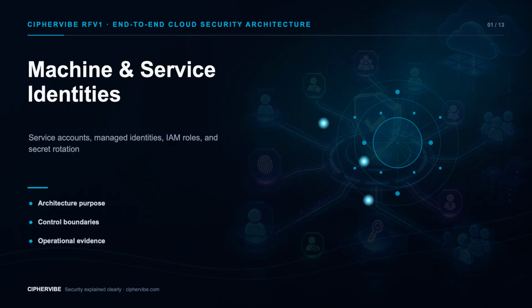Machine identities let applications, compute instances, pipelines, and automation call cloud services without borrowing human credentials. Their scale and persistence make them a high-value control surface. We will connect its purpose, design boundaries, implementation path, failure modes, and evidence of effectiveness.